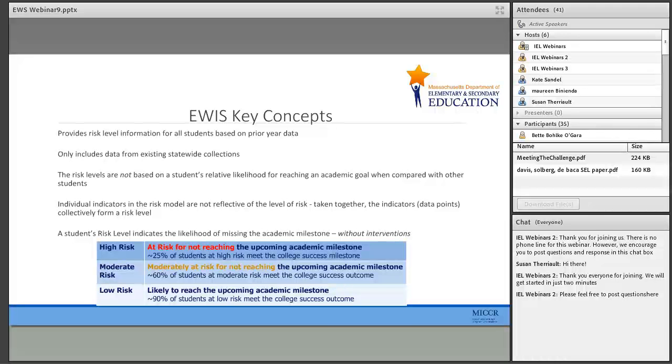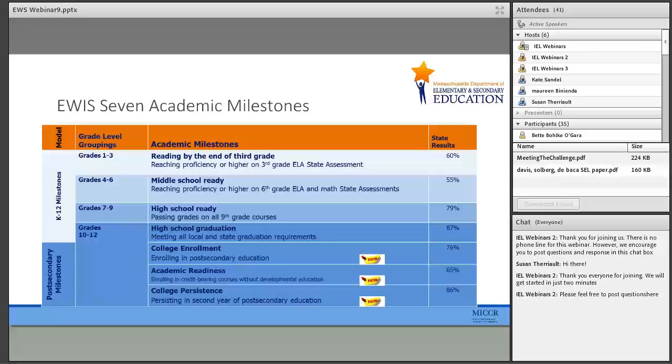And I've mentioned the milestones. Of course, we worked with AIR in developing this, and it was really important for this to be meaningful to the field, so we've created some grade level groupings, and the milestones are tied to that. For students in grades 1 through 3, we provide a risk level that's tied to reading by the end of 3rd grade.